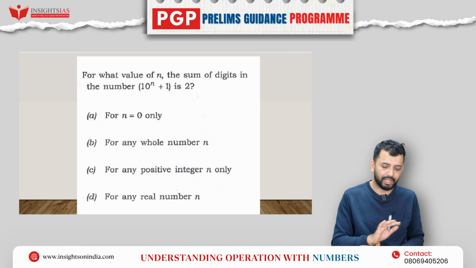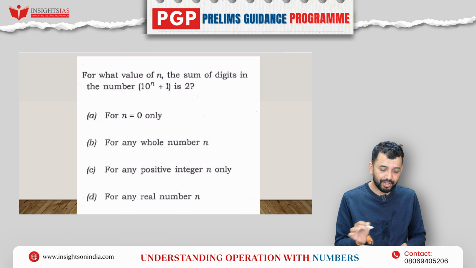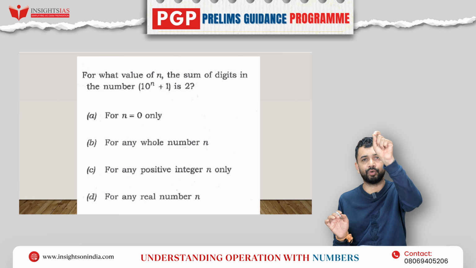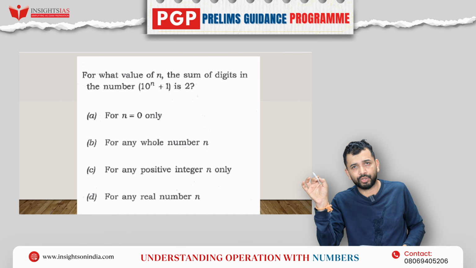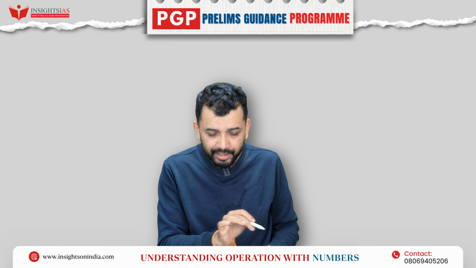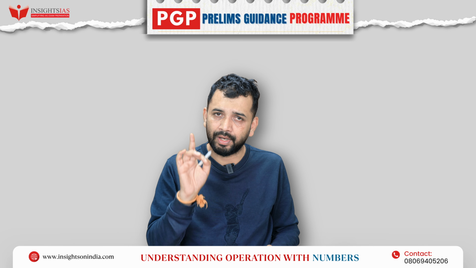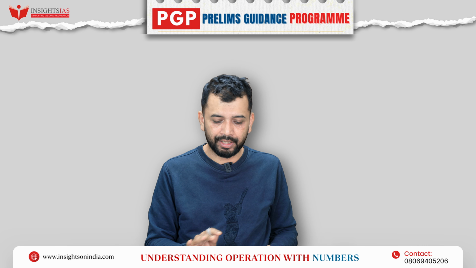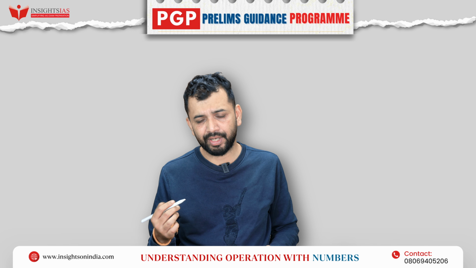And the fourth and the final problem is this. For what value of n is the sum of the digits in the number 10 to the power n plus 1 equal to 2? Once you get 10 to the power of 1 plus 1, that is 10 plus 1, 11. So the sum of the digits of 11 is 1 plus 1, 2. Like that, for what value of n will the sum of the digits of the final answer always be 2? That you are supposed to check. Now various options have been given. You can directly think with 2, 3 and check what your answer should be.